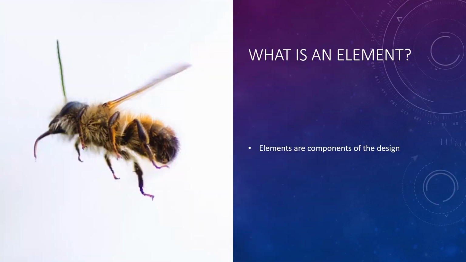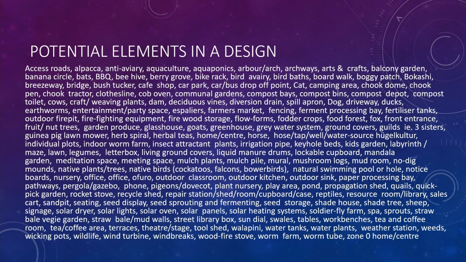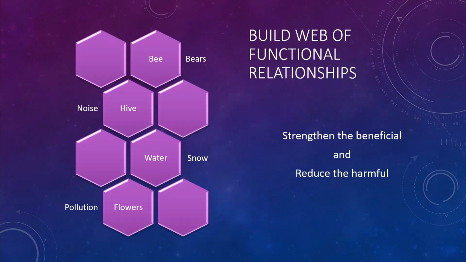In most of the permaculture textbooks that you read, they call the components of the design an element. There are many elements that you could have in a permaculture design, but it's not the number of things in the system that makes it a rich system. It's the functional connections between those elements. So how do we build a web of functional relationships? We strengthen the beneficial relationships and we reduce the harmful.